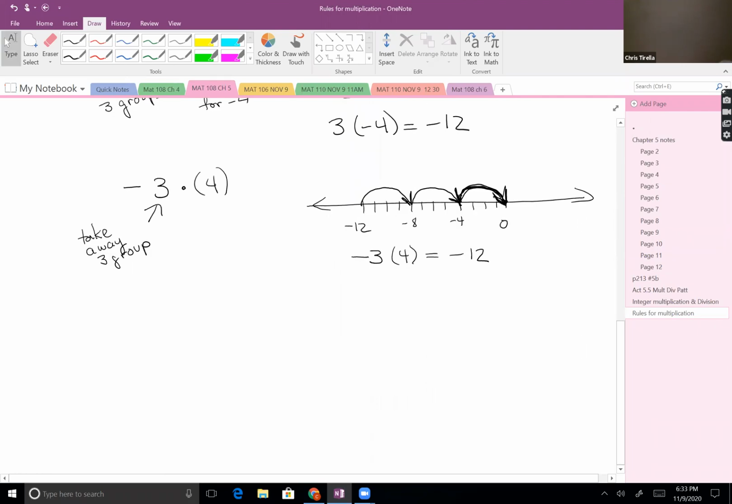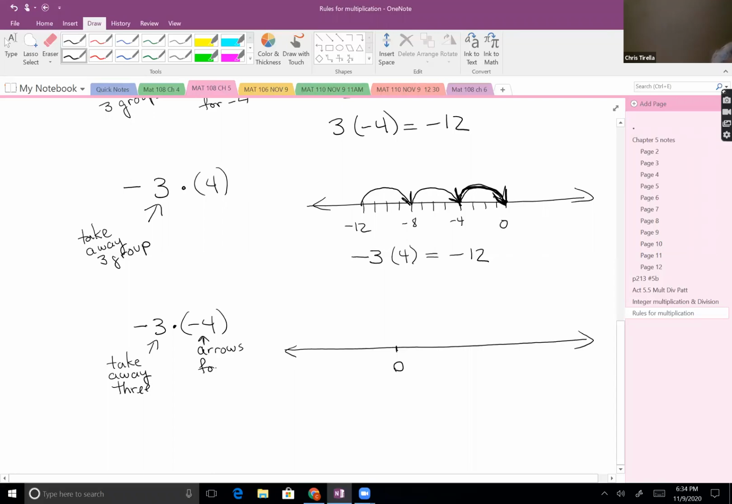And so then lastly, to look at negative 3 times negative 4. Again, we're starting at 0, but this time we're taking away 3 of the arrows for negative 4. So the arrows for a negative number point to the left.